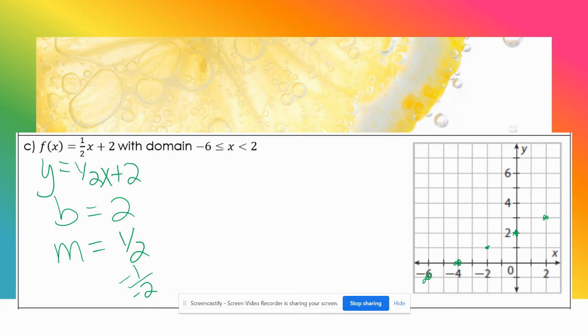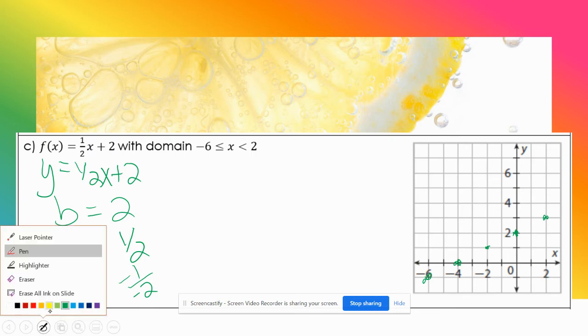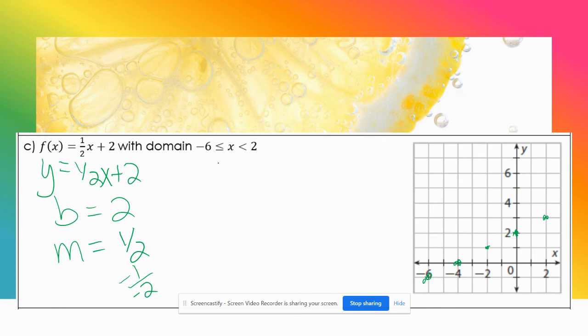Now I can come to my domain restriction, and I see that I have a closed circle at negative 6, and I have an open circle at positive 2. So I'm going to take this and make it an open circle. And I'm only going between those two. There's no infinity here, so I have no arrows.